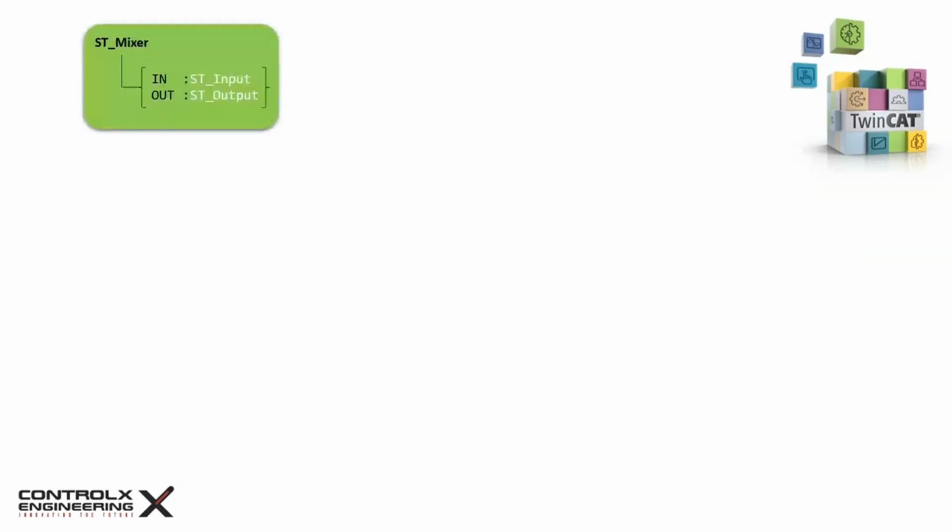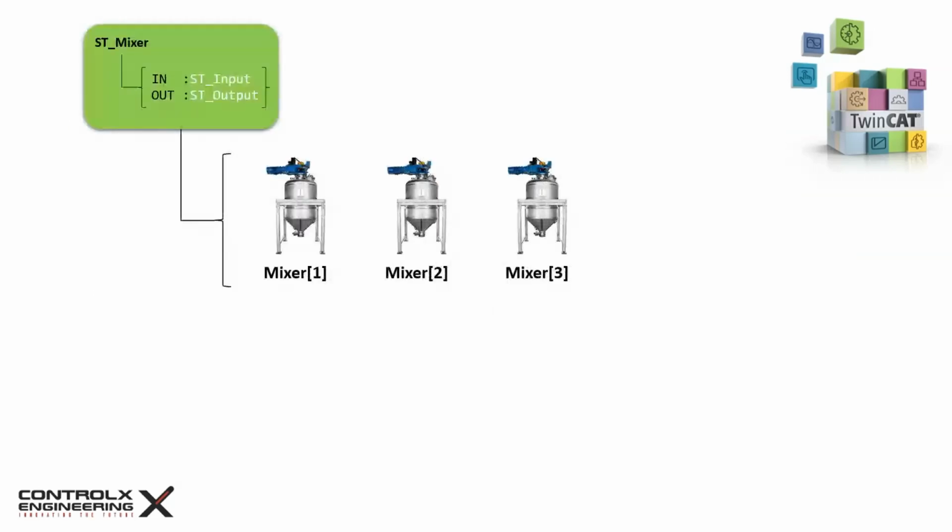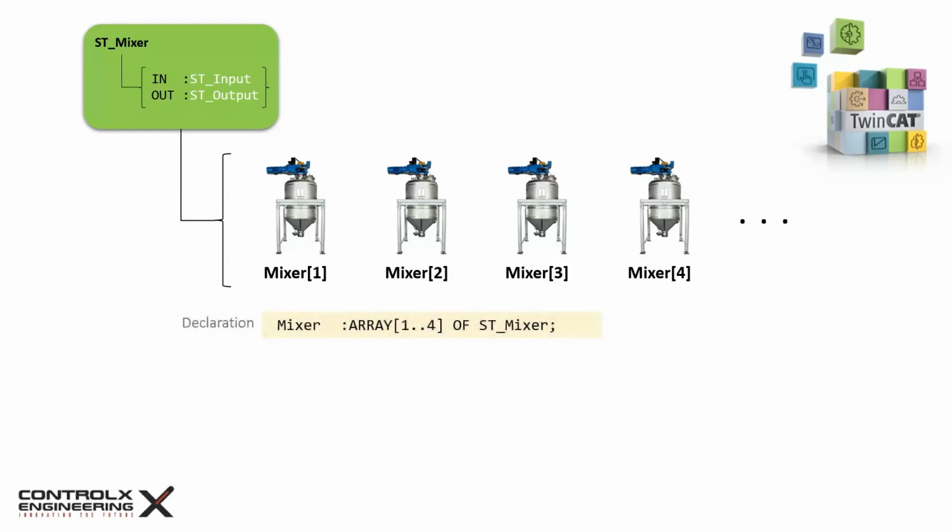Now that we have our structure ready, we can instantiate this as many times as required for however many mixers we need to integrate in our PLC program. We can do this easily by instantiating an array of mixers. You may recall that we did a tutorial on arrays previously. If you haven't watched that video, the link will be on the screen. Once these structures are created, our declaration should look like this.